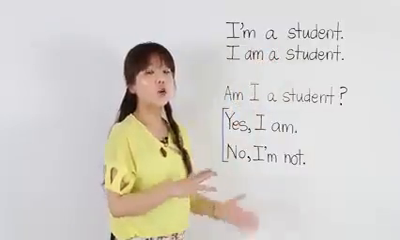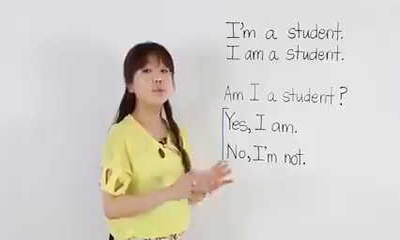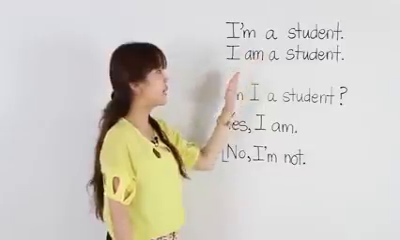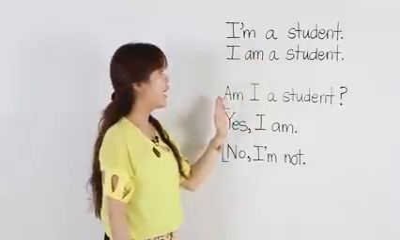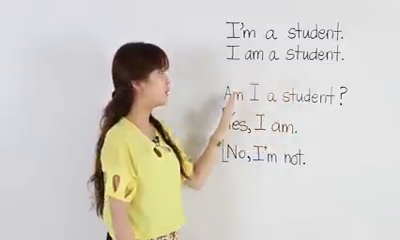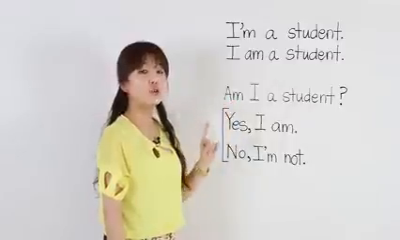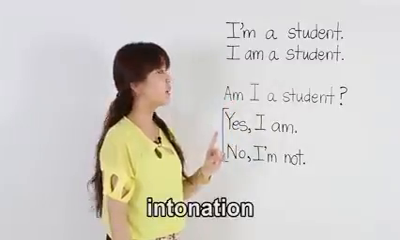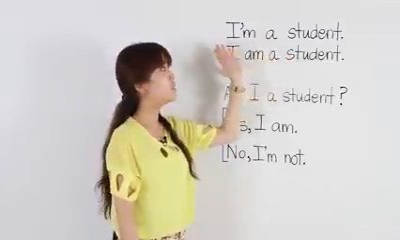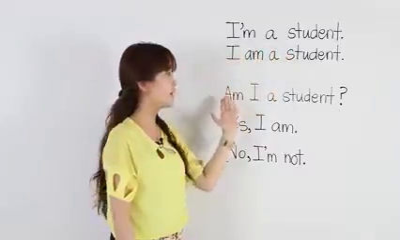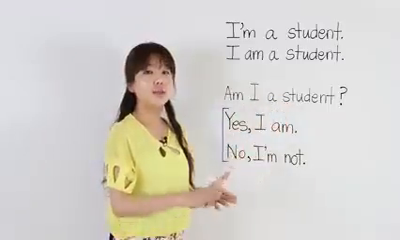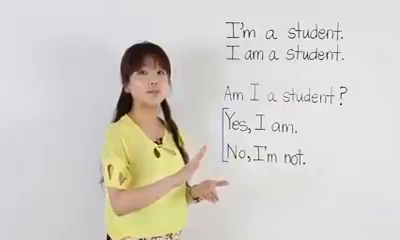Now, when we want to make a question, we just have to make a simple change. It's very easy. All you have to do is put the be verb in the front. So, am I a student? The be verb comes in the front. I also want you to listen to my intonation. When I say it in a sentence, I'm a student. And then when I say it in a question, am I a student? Notice my intonation goes up for the question.